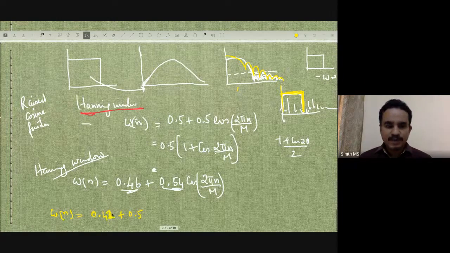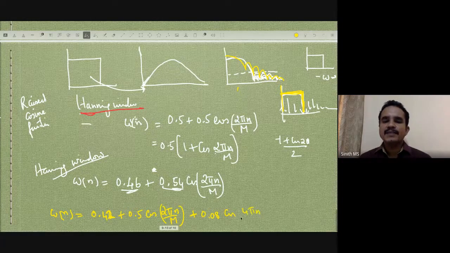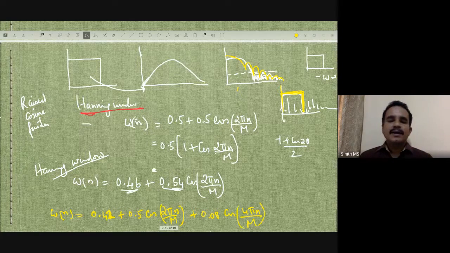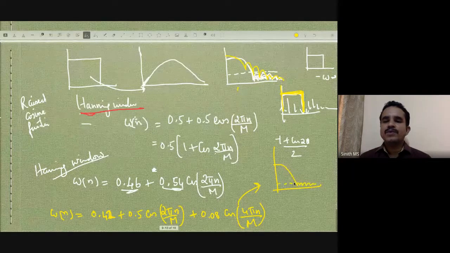Then remember the exact values. There are some values, then cos 2 pi n by M, then some small value with twice the frequency, cos 4 pi n by M. If you change these values like this, you get very high attenuation in the stop band. It can go up to, say, minus 60 dB.